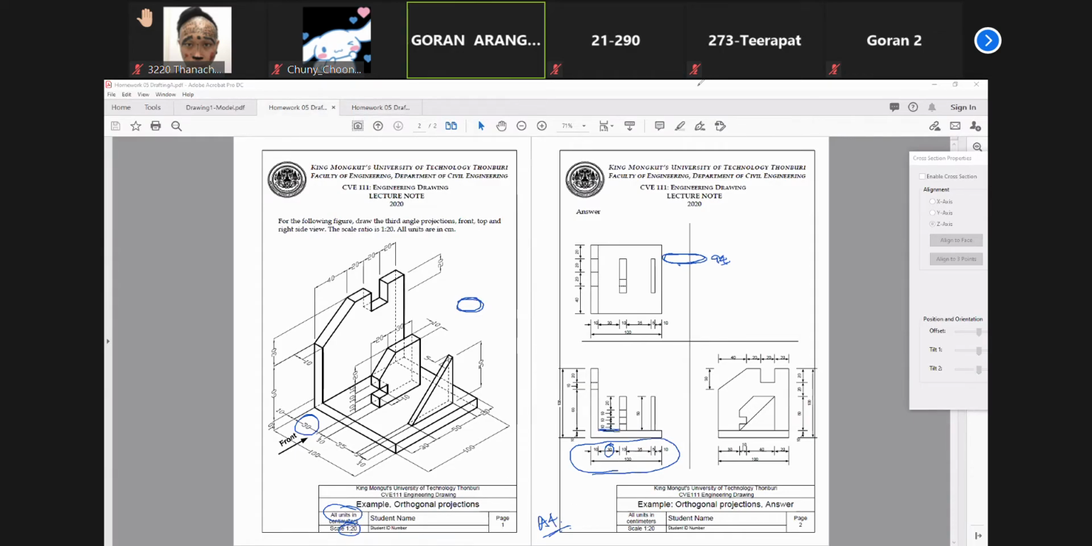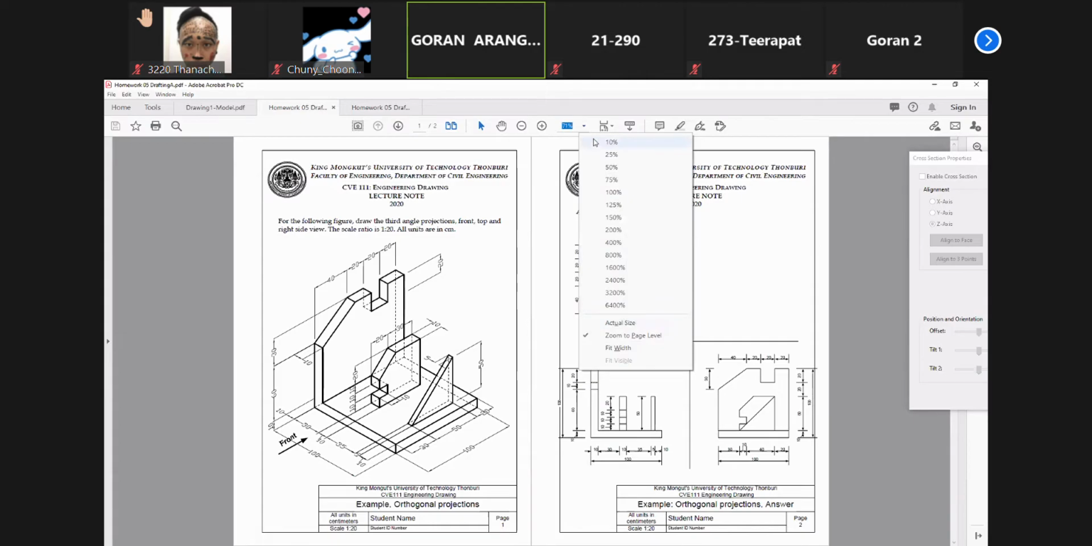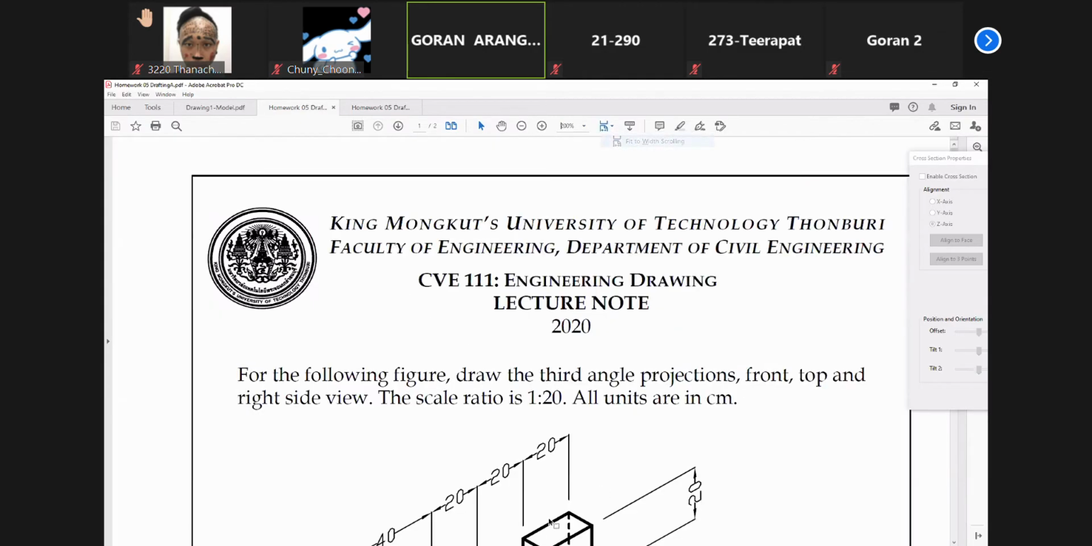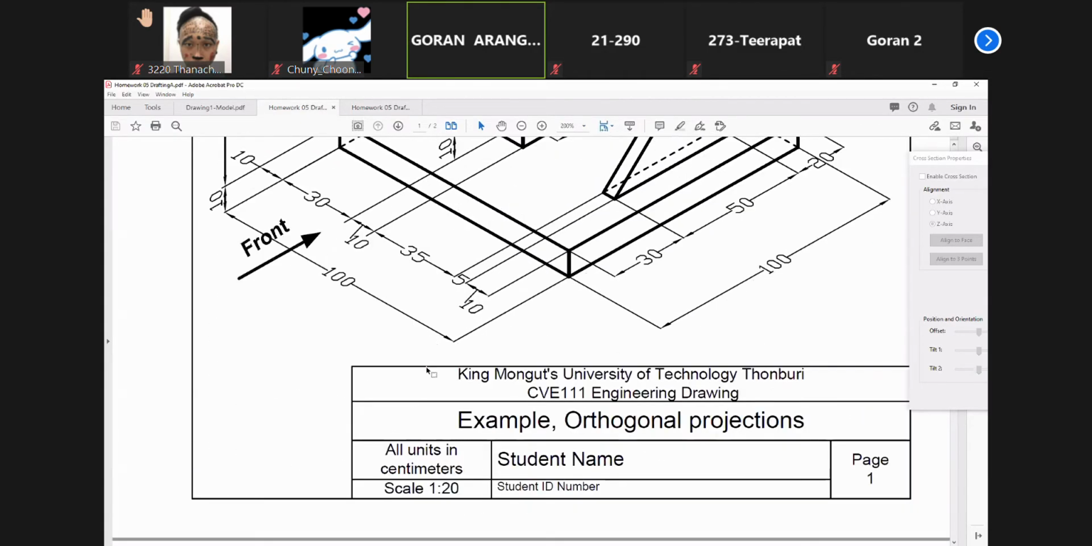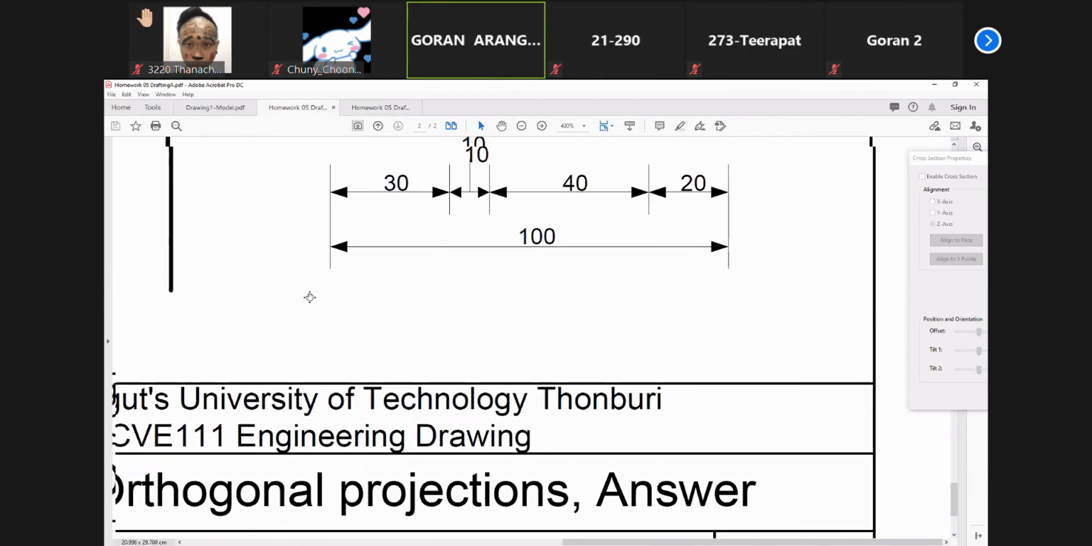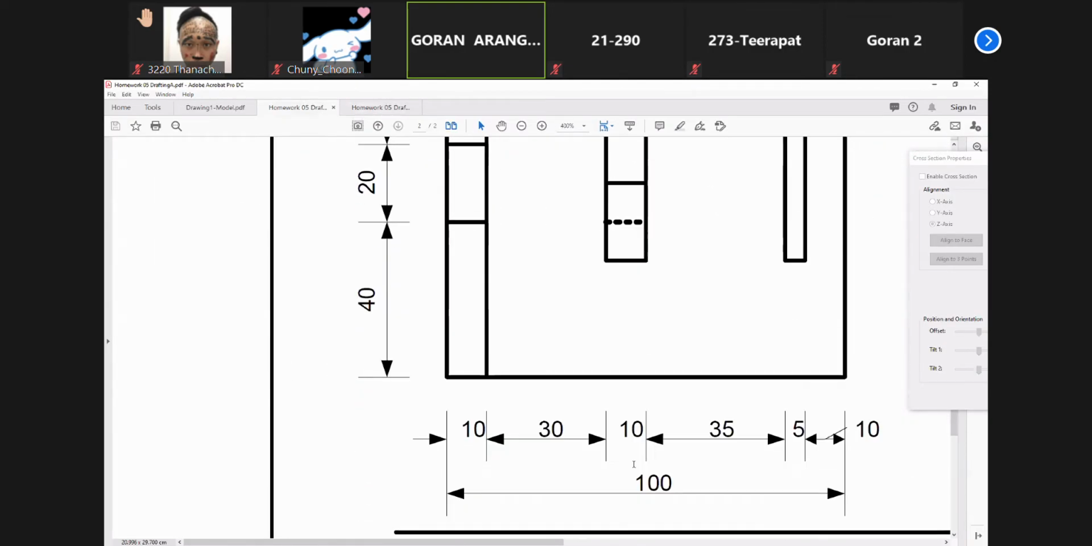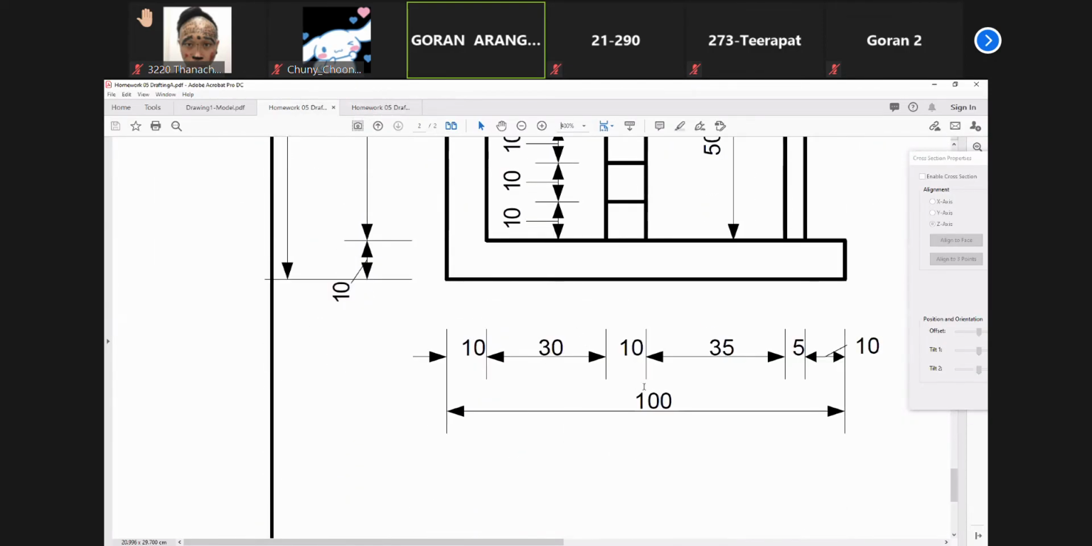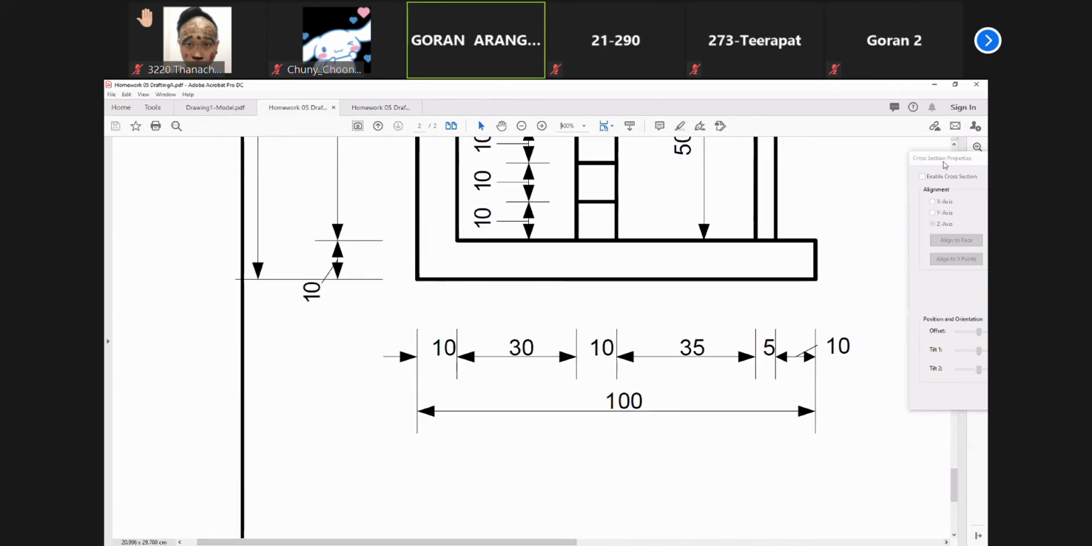For example, if I go back, let's say this is the real dimension.